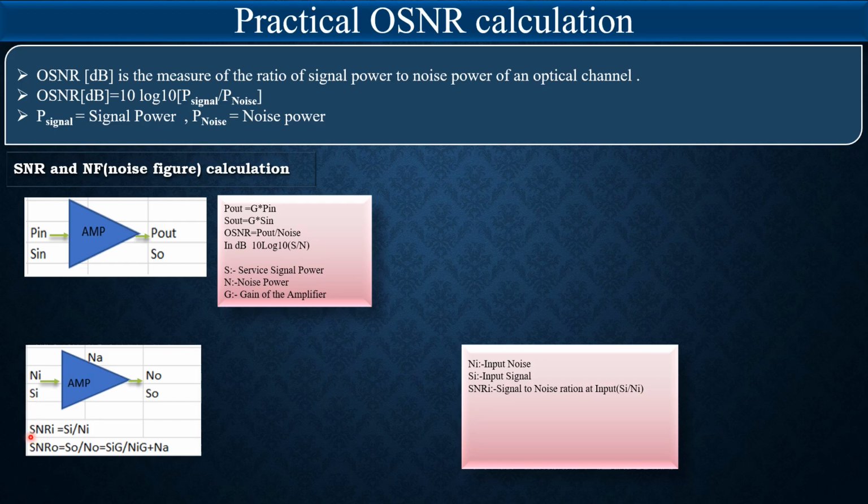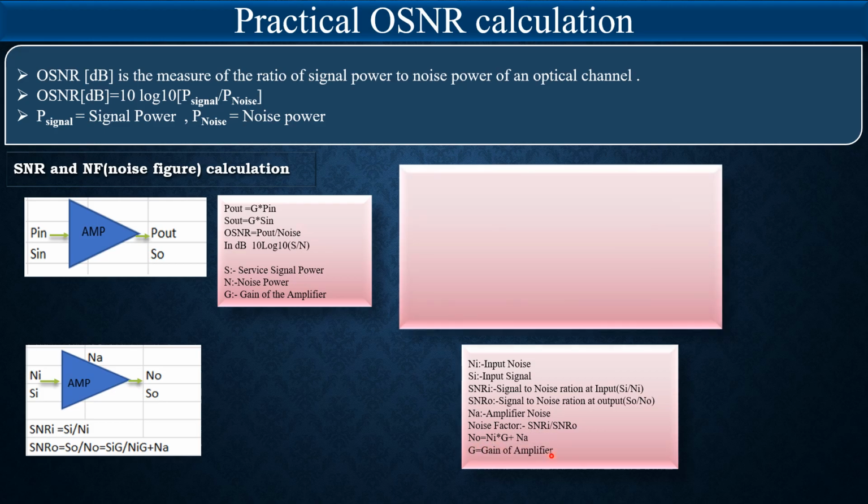Signal to noise ratio at input is equal to signal at input over noise at input. Signal to noise ratio at output is equal to signal at output over noise at output. N A is equal to amplifier noise. You can see here this N A. Noise factor is equal to signal to noise ratio at input divided by signal to noise ratio at output. This is the noise factor, and this noise factor is the property of this amplifier. N O is equal to N i into gain plus N A. This is N O, the output noise power. G is equal to gain of the amplifier.